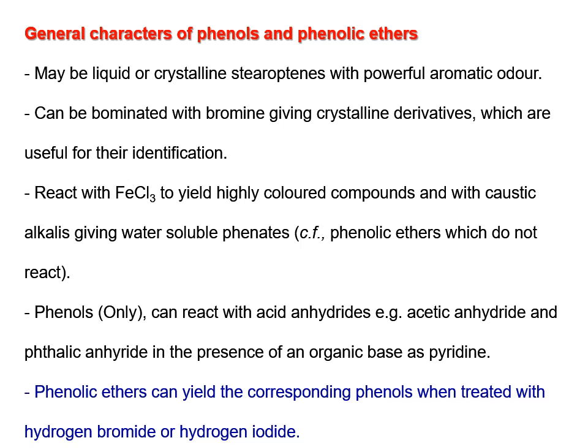Phenol only react with acid anhydride as acetic anhydride or phthalic anhydride in presence of organic base as pyridine. Phenolic ether can give corresponding phenols by treatment with hydrogen bromide or hydrogen iodide. So the phenolic ether is converted into the corresponding phenol on addition of hydrogen bromide or hydrogen iodide.